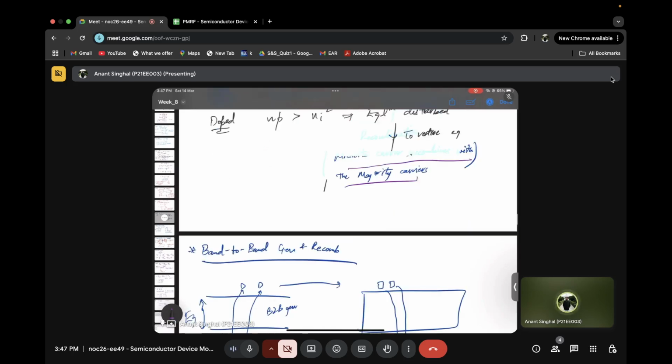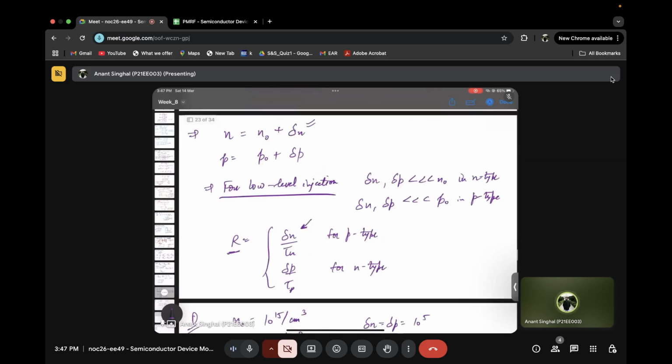So the whole point of saying this is whenever the injection happens, if I am saying low level, then there is no change in your delta n and p because they will be approximately equal to n0 and p0. But once you have some high level injection, the change that will happen in the devices will be with respect to the minority carriers. Does it make sense that the minority carriers are getting affected?